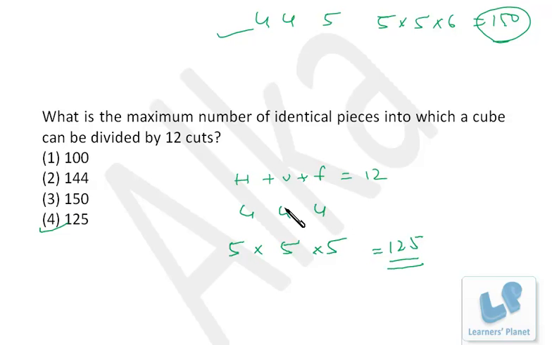In the previous case it was 13, so we took 4, 4 and 5. Order doesn't matter. The only thing that matters is that the difference should be minimal. Similarly, if you have to make 14 cuts, then what will you do? 4, 5 and 5. That will produce the maximum number of identical pieces. In that case, 5 into 6 into 6. So 6 into 5, 30, into 6, 180 pieces will be obtained with 14 cuts. These are the maximum numbers. So I hope you are getting my point. Give the minimum difference to get the maximum product.